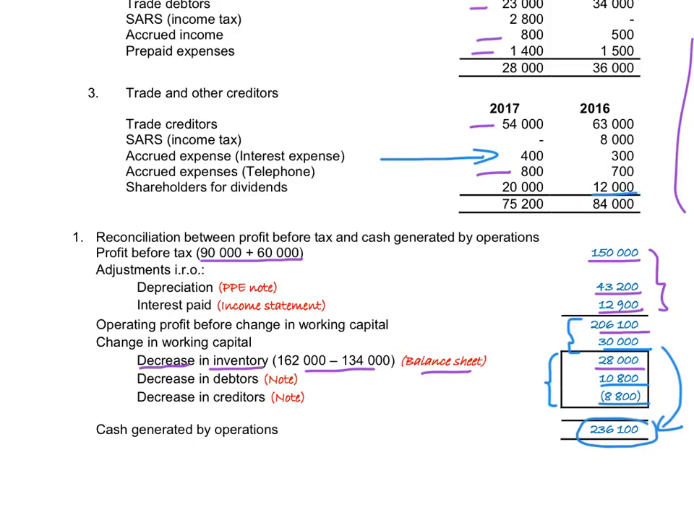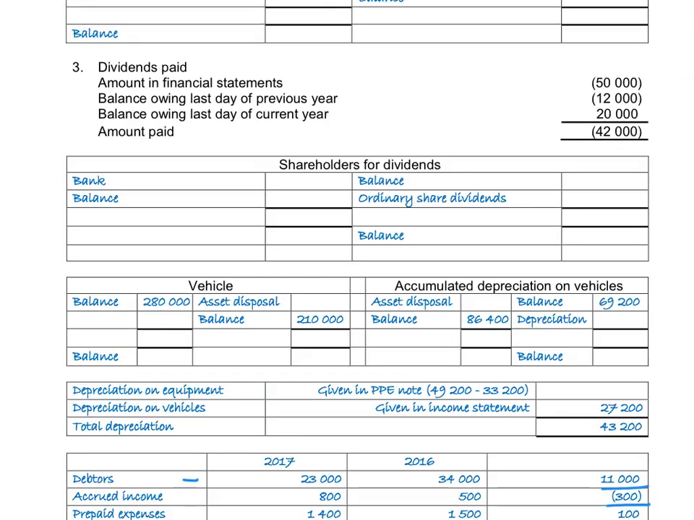If we look at the note for creditors, we see that the outstanding amount to the shareholders for dividends at the end of the previous year was 12,000. For the current year, it's 20,000. So I will open a ledger account indicating that we owe 12,000 at the end of the previous year and 20,000 at the end of the current year. My opening balance will therefore be 12,000 Rand. My closing balance will be 20,000. That will be brought down at the beginning of the next financial year.